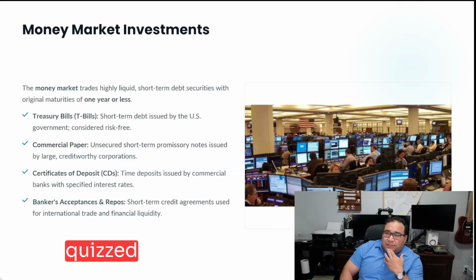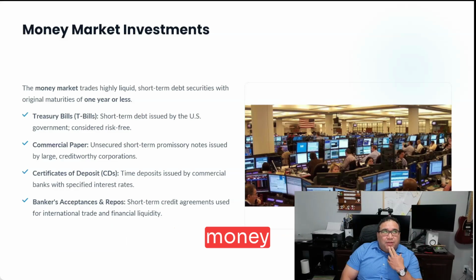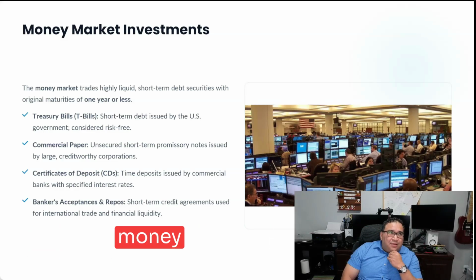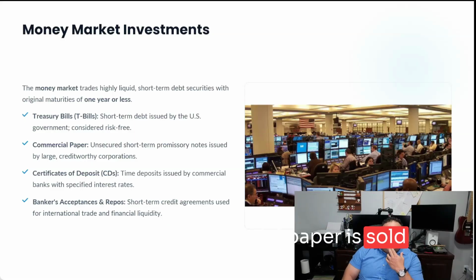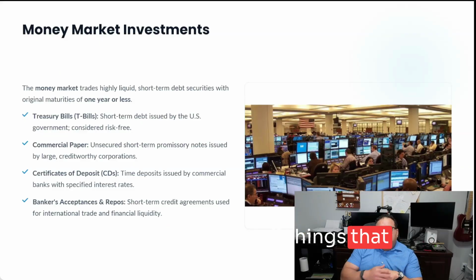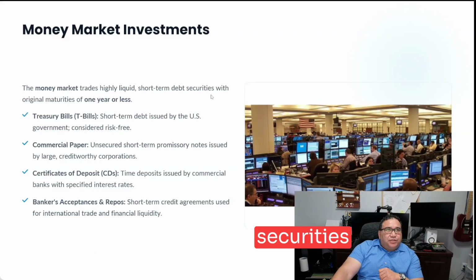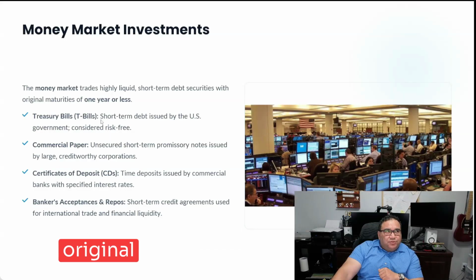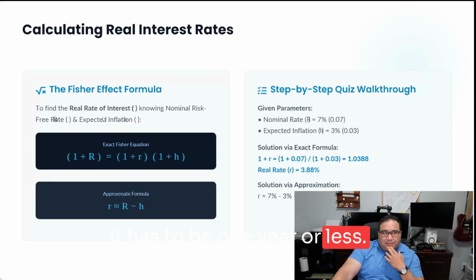One of the things you're going to be quizzed on is what is sold on money markets. Some money market investments are T-bills (treasury bills), commercial paper, CDs, bankers acceptances, and repos. For the most part, short-term agreements are all things that can be sold in money markets. These are all short-term debt securities with original maturities of 1 year or less. So to be on a money market, it has to be 1 year or less.